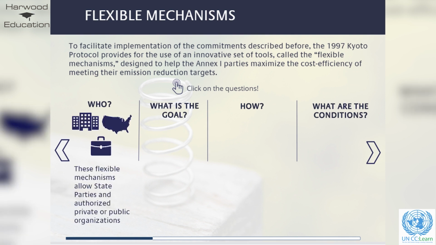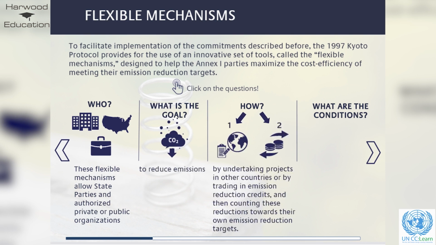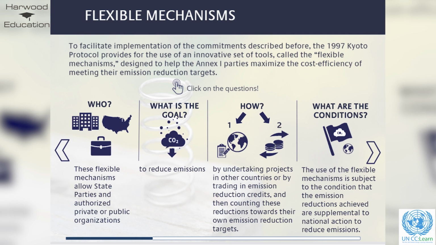Who? These flexible mechanisms allow state parties and authorized private or public organizations. What is the goal? To reduce emissions. How? By undertaking projects in other countries or by trading in emission reduction credits and then counting these reductions towards their own emission reduction targets. What are the conditions? The use of the flexible mechanisms is subject to the condition that the emission reductions achieved are supplemental to national action to reduce emissions.